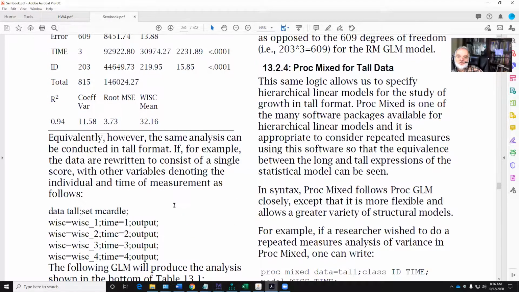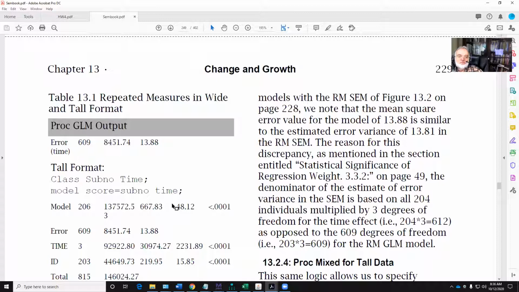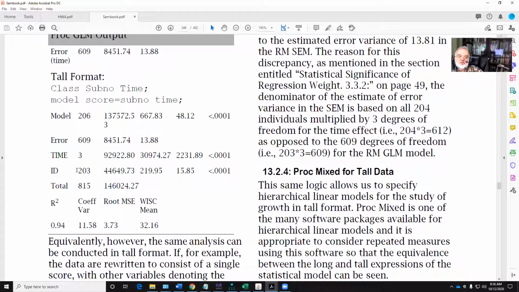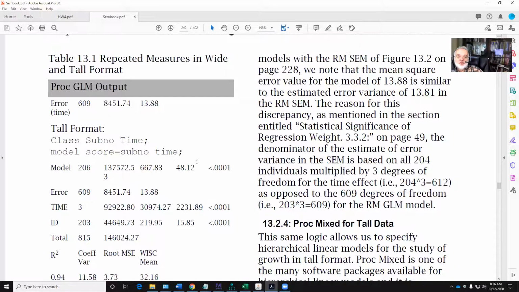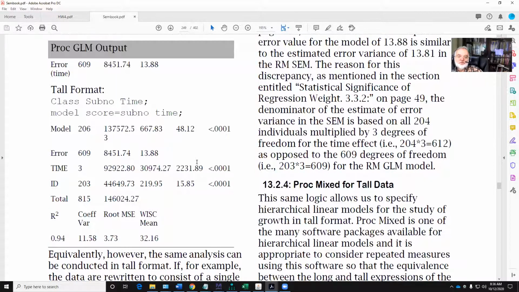And downstairs, what I'm going to have in tall format is the following numbers. It's going to tell me this proportion of variance, this F statistic, is going to answer the question, are some people different than others? And upstairs, here's my time test with 3 degrees of freedom to test against the null hypothesis that time is the same over the course of time. You're going to get the same numbers out of both of these statistics.